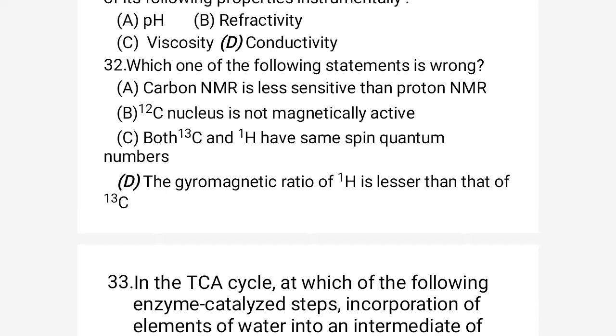And D is the gyromagnetic ratio of proton is lesser than that of carbon 13. Yes, this is the wrong one, because the gyromagnetic ratio is a constant, it does not differ by the nature of the proton and carbon. So the correct option for this question 32 would be D.